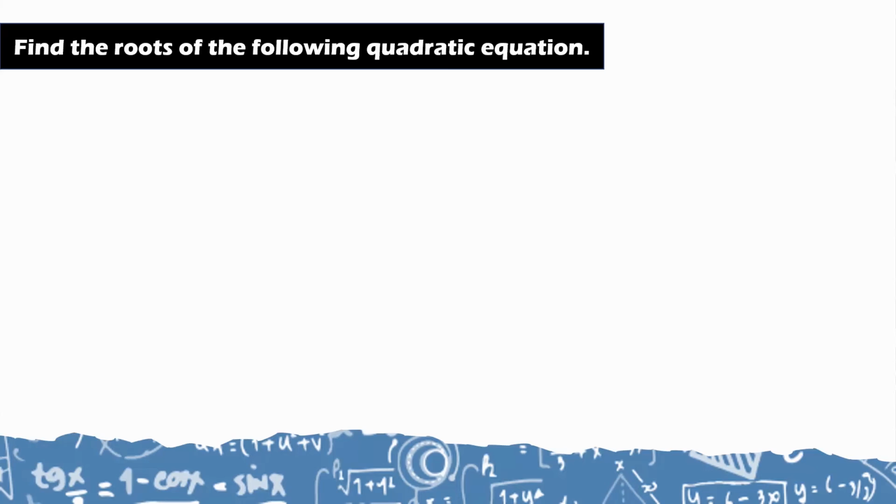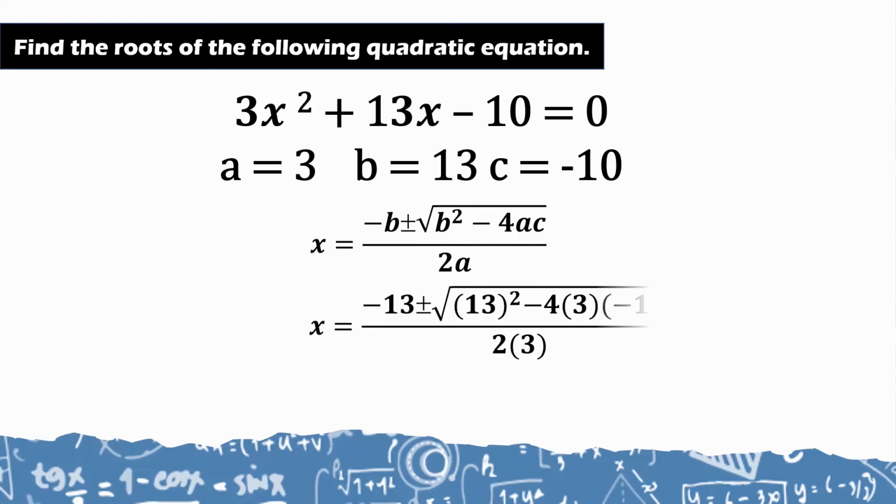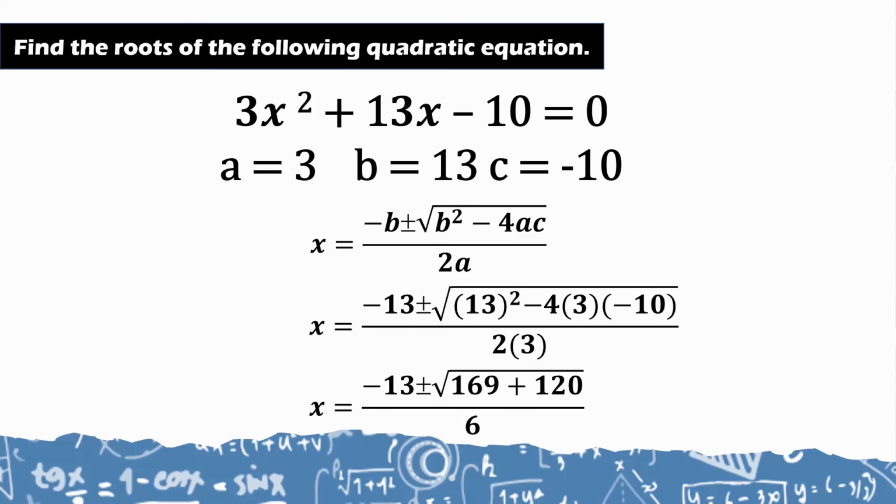For our next example, let us have 3x squared plus 13x minus 10 equals 0, where a equals 3, b equals 13, and c equals negative 10. Substituting the values of a, b, and c in our quadratic formula, we have x is equal to negative 13 plus or minus the square root of 13 squared minus 4 times 3 times negative 10, all over 2 times 3. Simplifying the expression, we have negative 13 plus or minus the square root of 169 plus 120 all over 6.